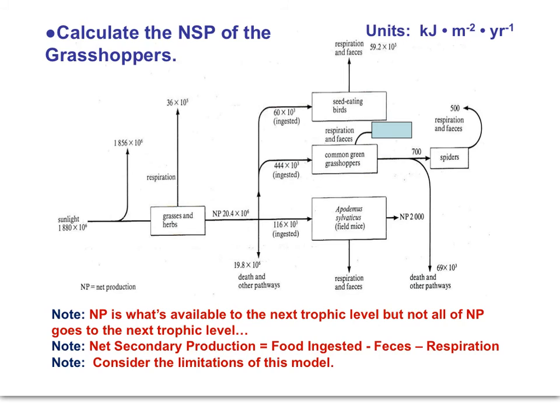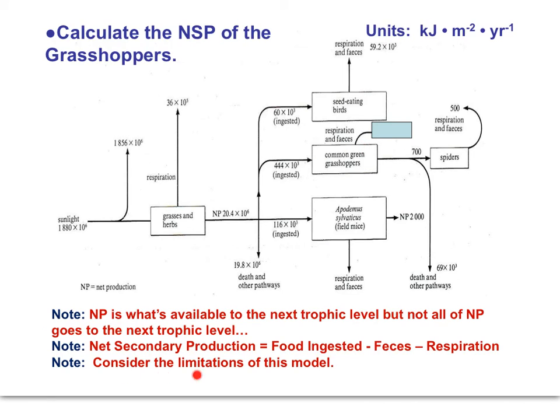I've come back to this diagram and asked the question, calculate the NSP of the grasshoppers, and the question appears challenging because I've blocked off the value of respiration and feces, and I've given you the value of the ingested food, but how do you calculate net secondary production without respiration and feces? Well, remember that net production is the energy available to the next trophic level up, so the NSP of the grasshoppers is 700, that goes to the spiders, plus 69 times 10 to the third, that goes to the decomposers. If we add 69 times 10 to the third and 700, we get 69,700 kilojoules per meter square per year as the NSP of the grasshoppers.